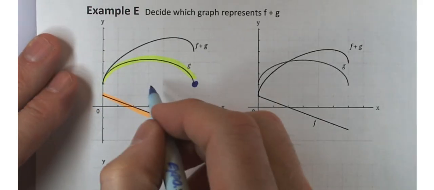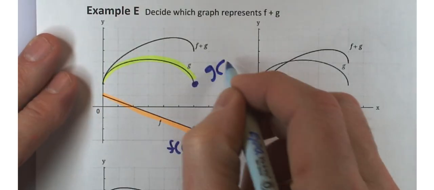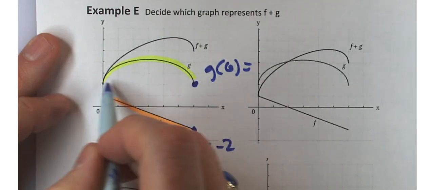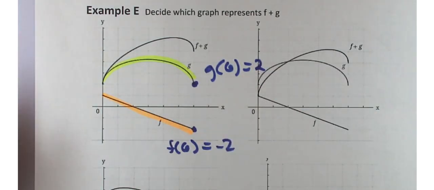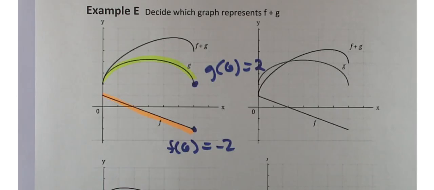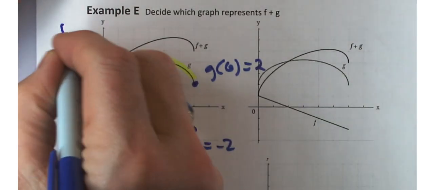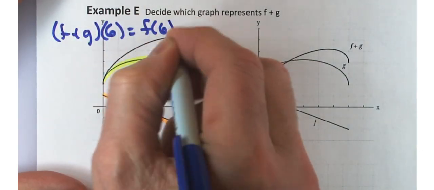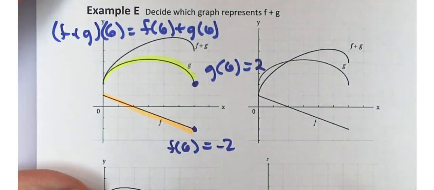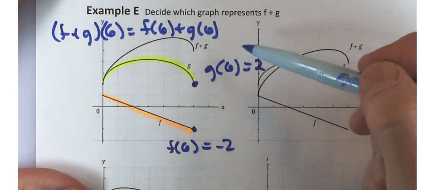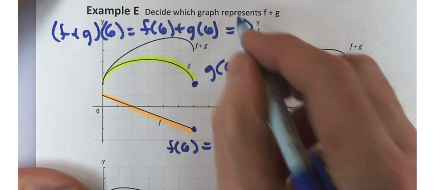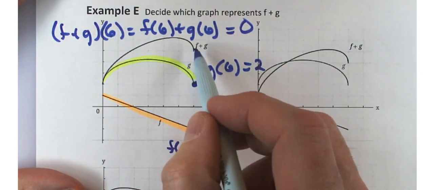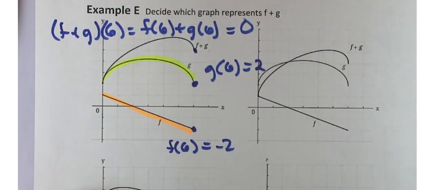How about g of 6? G of 6 is going to be 2. So when I calculate f plus g of 6, it's really f of 6 plus g of 6. What should I get? Yeah, I should get 0. Is this graph at 0 at 6? No, it's not. So this one can't be it.